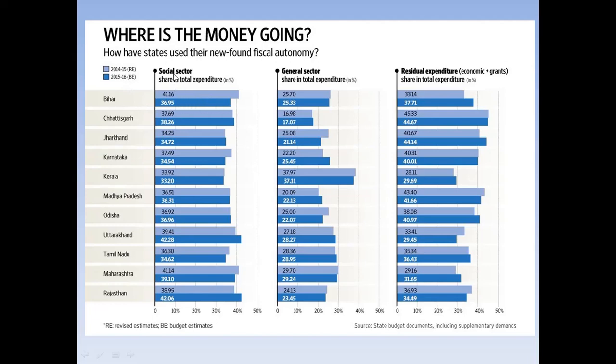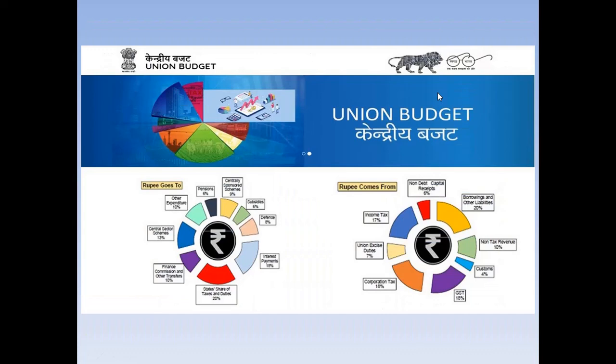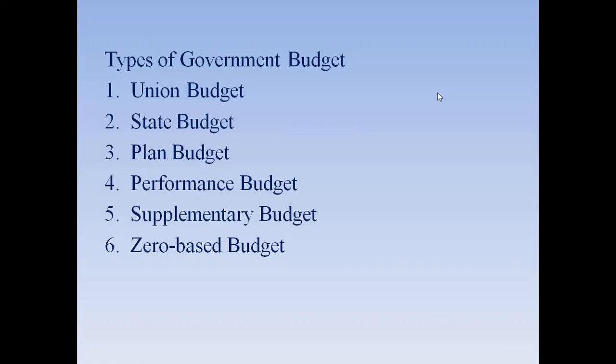So you can see here, this is the social sector and the general sector from where the money is collected. And this is your expenditure portion. So it is for the state budget. We will only focus on these two, union budget and state budget. Remember that union budget is prepared by the central government, whereas state budget is prepared by the state government.